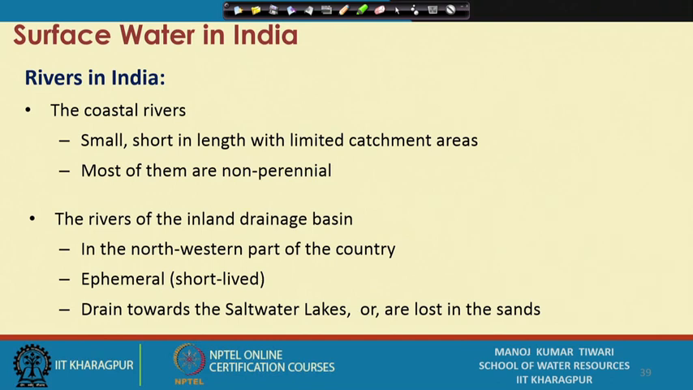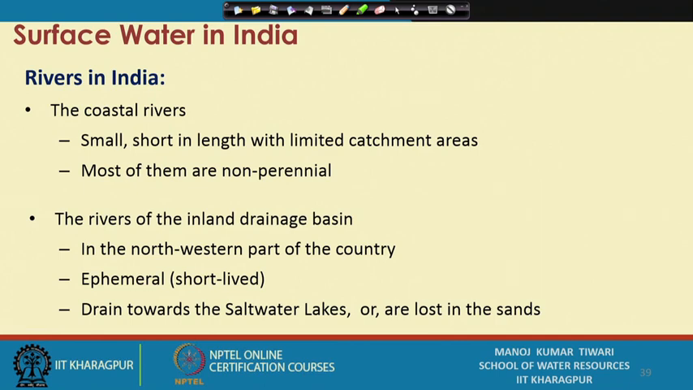These types of rivers are also very ephemeral, meaning very short lived, for a short span of time. The states of Rajasthan, and to some extent even Gujarat, have some of these types of water drainage systems. Okay. So, there are some small rivers of this nature.